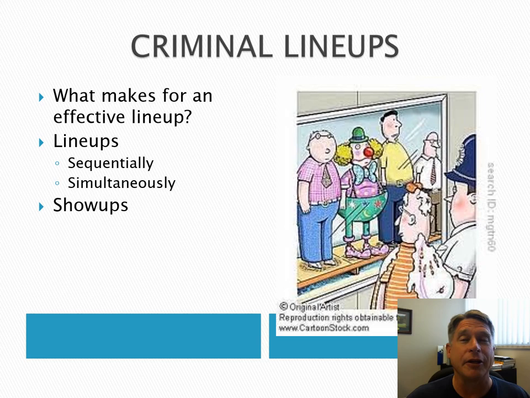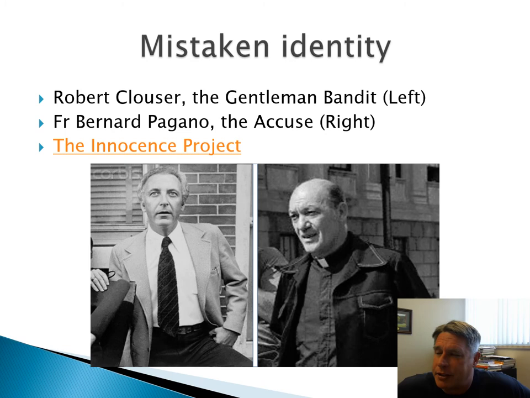In fact, let me give you this example right here of mistaken identity. There was a gentleman by the name of Robert Clouser. He is the person on the left in this picture. Long ago, he was known as the Gentleman Bandit. I believe this was out of Philadelphia, Pennsylvania, back in the 1970s. He was robbing convenience stores and other places, but he was always very well dressed and very polite.